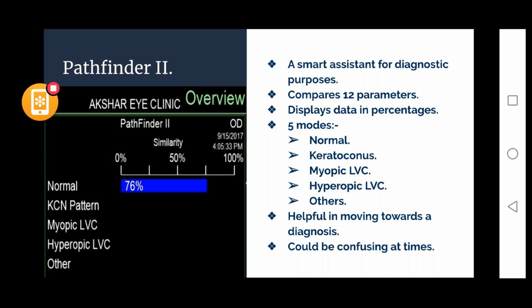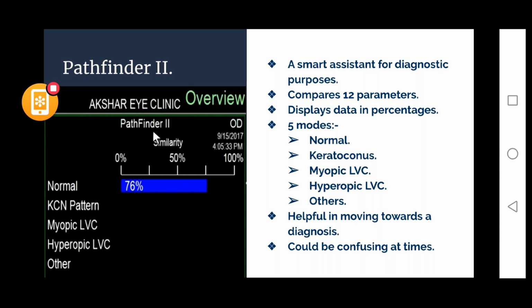The 9 values are used in order to generate a map like this, as you can see on the left. So there are 5 things which are mentioned. There is something known as a normal. There is KCN pattern. There is myopic LVC, hyperopic LVC, and other.